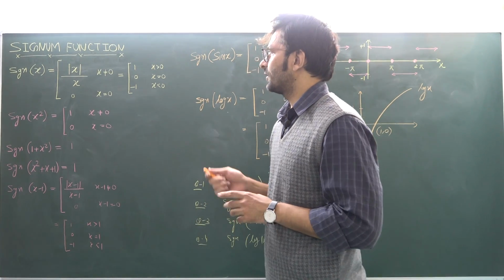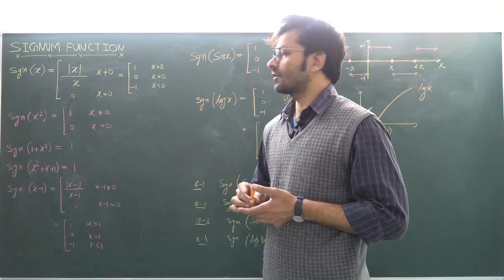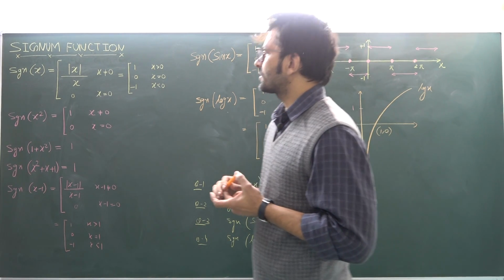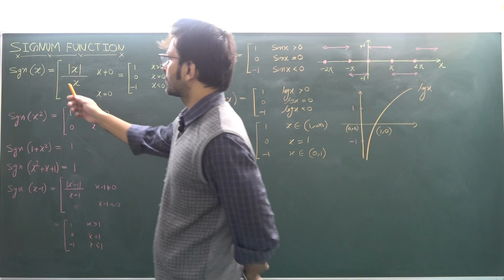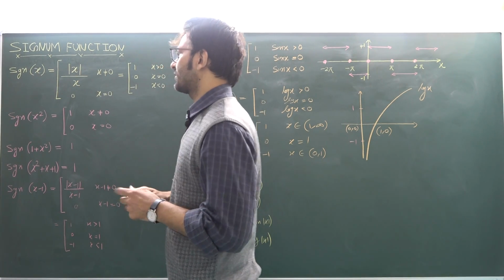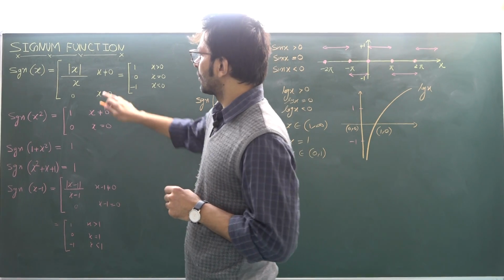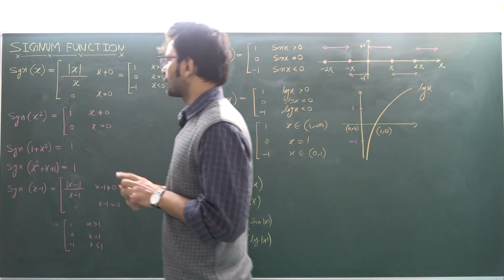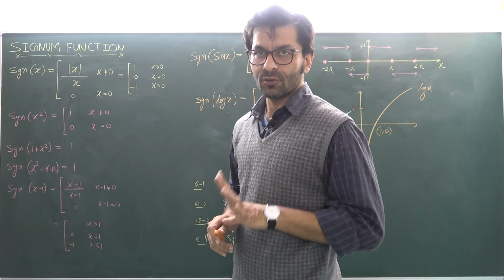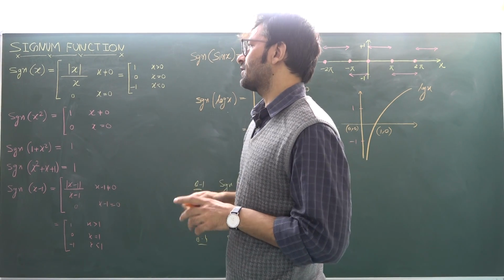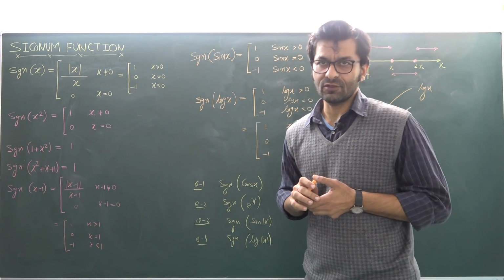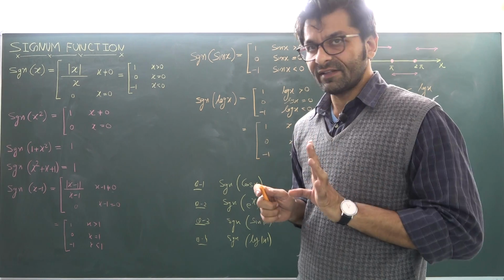Okay, right. In this lecture, we'll cover the Signum function and its graph. This is how we define the Signum function. Signum of x is defined as modulus of x divided by x when x is not 0, and this value is defined as 0 when x is 0. Obviously, you cannot find a value of mod x by x at x equals 0.